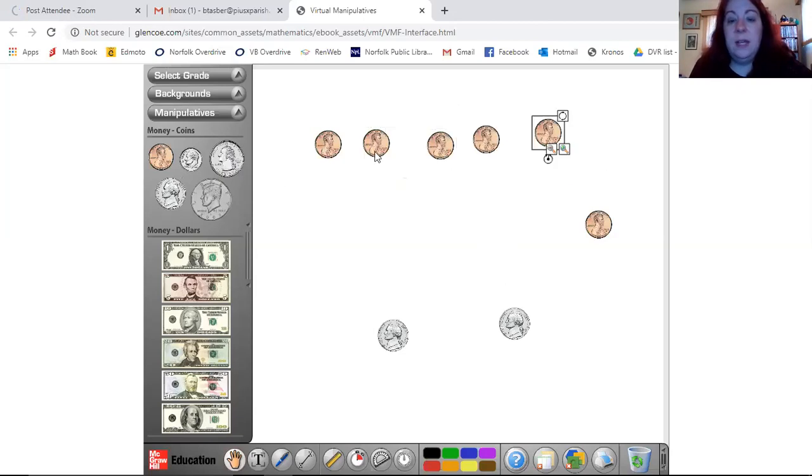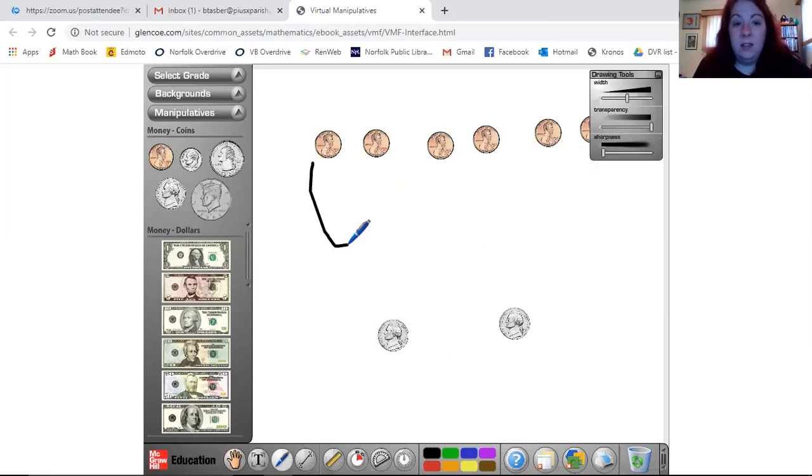Now, how many pennies do I have? Remember, what are we counting pennies by? We're counting them by ones, right? So we have 1, 2, 3, 4, 5, 6. So in pennies, we have 6 cents. Bear with me on my computer screen here.